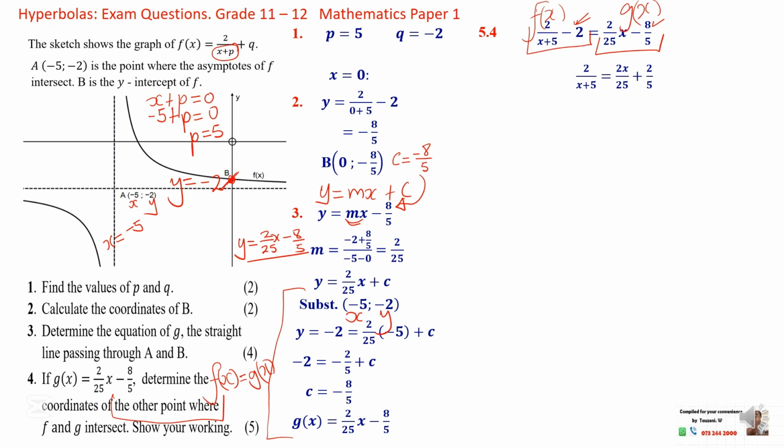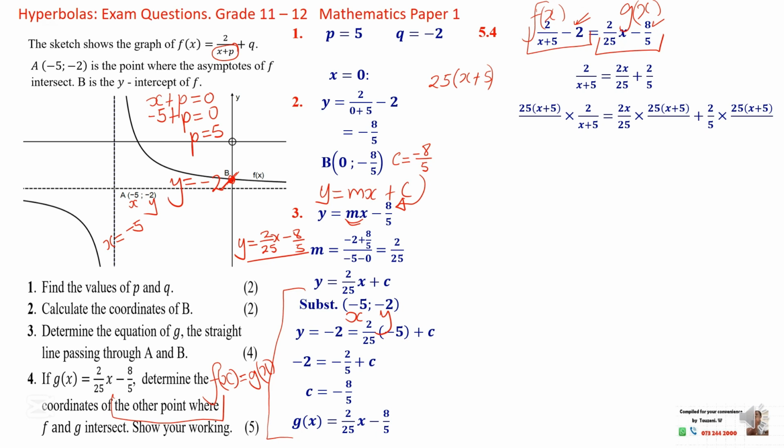To solve an equation that has fractions, we must multiply each fraction by a common denominator, or by the lowest common multiple of the denominators. In my case, the lowest common multiple is 25 multiplied by (x plus 5). So I'm going to multiply 25 times (x plus 5) by each fraction to remove the denominators.